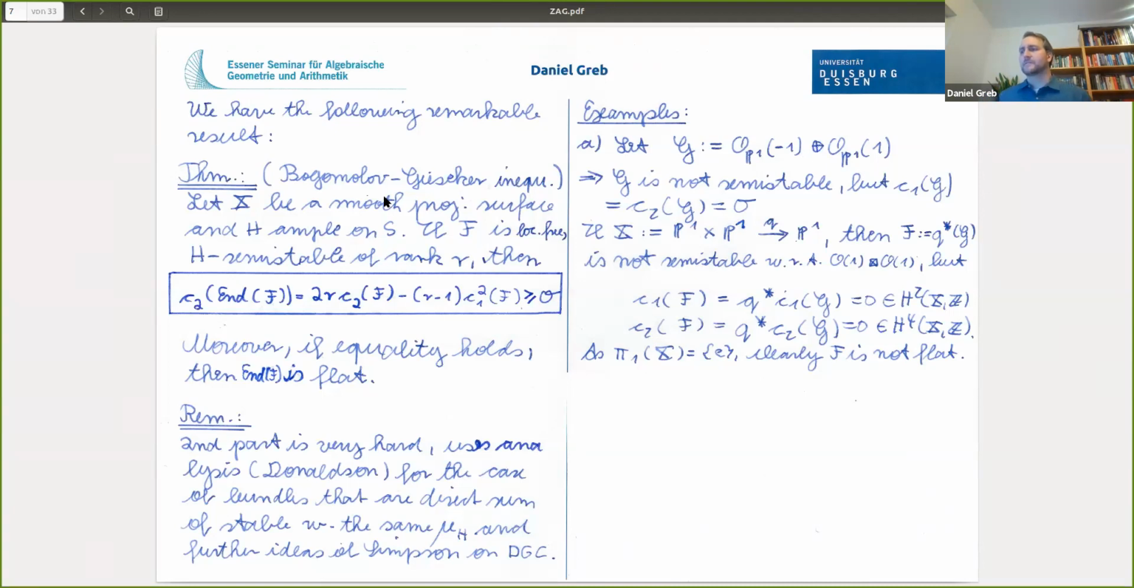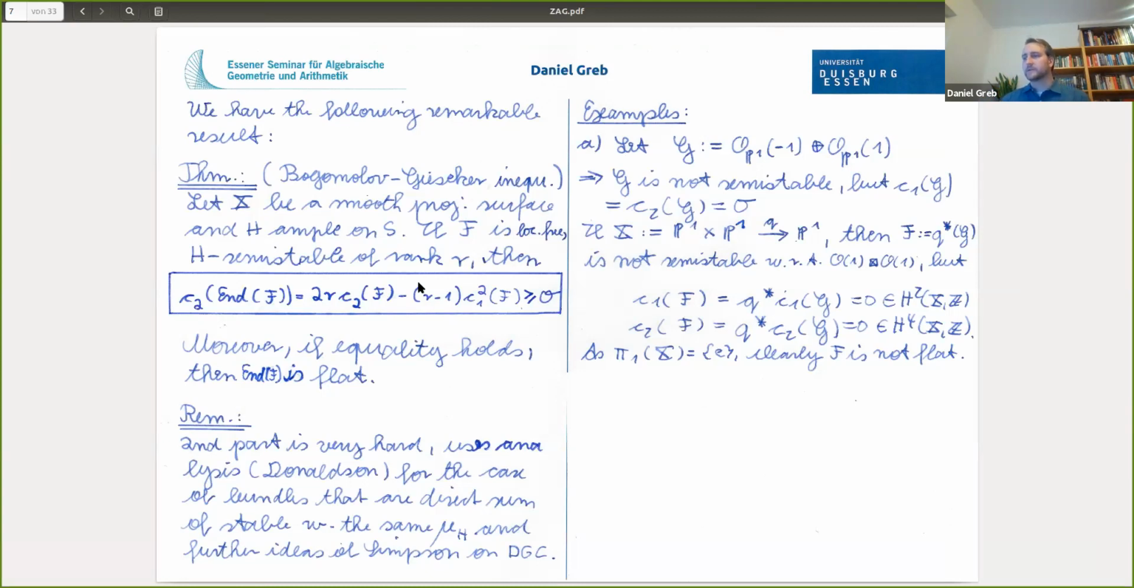And so if I take X to be P1 times P1 and q1, q2 the projections, then I can pull back this bundle to P1 times P1. That's still not semi-stable with respect to the natural polarization coming from the two O(1)s. But of course, the Chern classes are still 0, since they're the pullbacks. And this P1 times P1 has a trivial fundamental group, but End(F) is not flat, and F is also not flat. So really, the second statement in the Bogomolov-Gieseker inequality is a statement about semi-stable sheaves with vanishing c2 and c1. F needed to be flat if it were semi-stable, but it's not semi-stable. Okay, so that's a rather artificial example maybe, but it still shows that semi-stability plays a role.